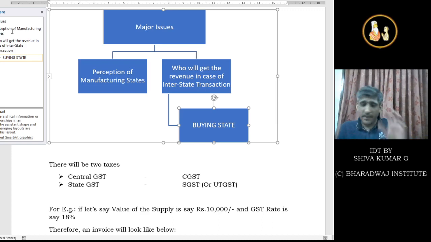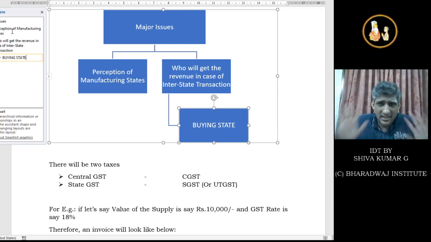Okay. Gujaratis basically don't like tax at all. Any tax they don't like, GST they didn't like at all. So these manufacturing states were like, sir, we are doing a lot of hard work. You have decided the money will go to the buying state. So they told the central government, we are not interested in GST.